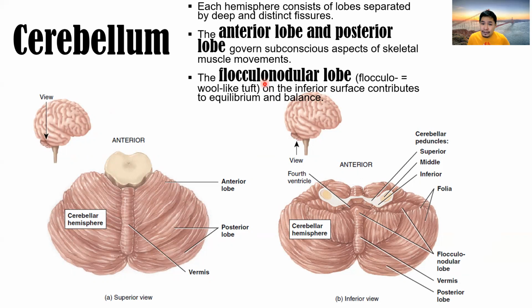The flocculonodular lobe, meaning a wool-like tuft on the inferior surface, contributes to equilibrium and balance. Okay, so let's look for the flocculonodular lobe. So here, okay, more or less, it can be appreciated more on the inferior view. So we have the anterior lobe and posterior lobe here, and we have the flocculonodular lobe here.